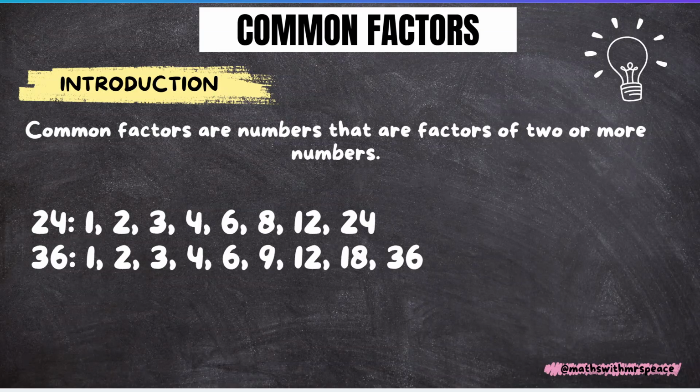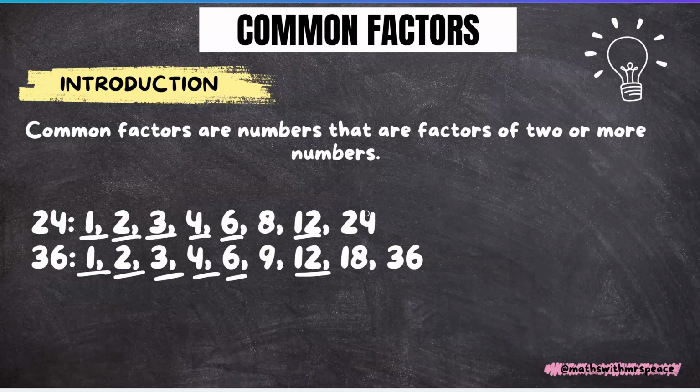Let's go ahead and identify the common factors between the two numbers as we have on our screen. So the factors of 24 are listed there and the factors of 36 are listed here. So we're going to observe our two lists of factors and just underline those numbers that are factors of both. So of course, 1 will be a common factor because 1 is a factor of every number. So we'll go ahead and underline our common factors. We have 1, we have 2, we have 3, we have 4, we have 6, and then we have 12.